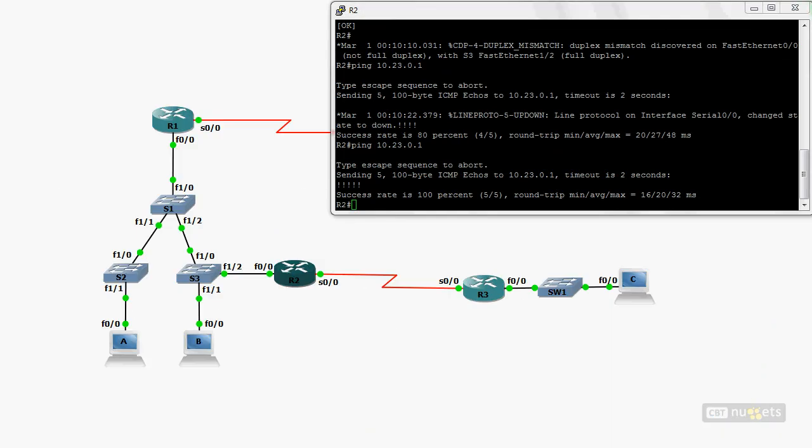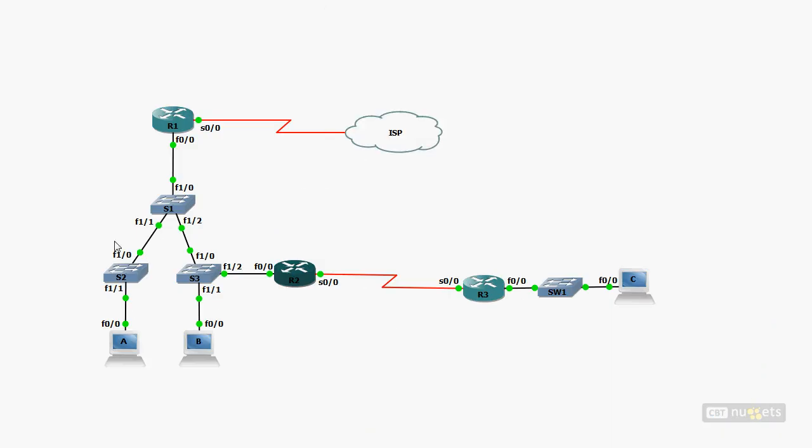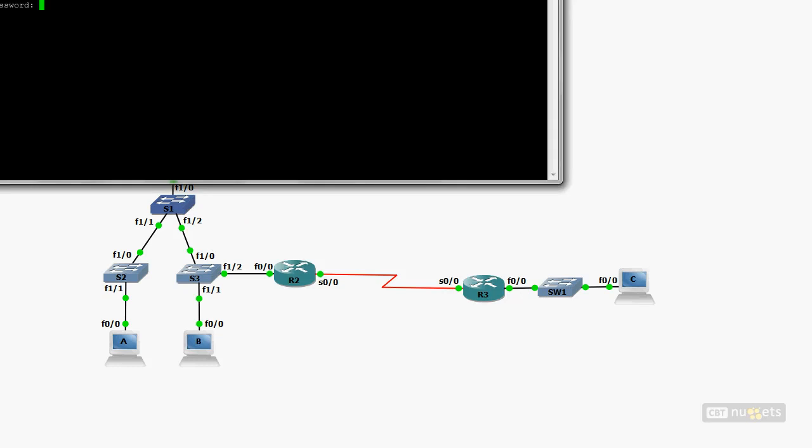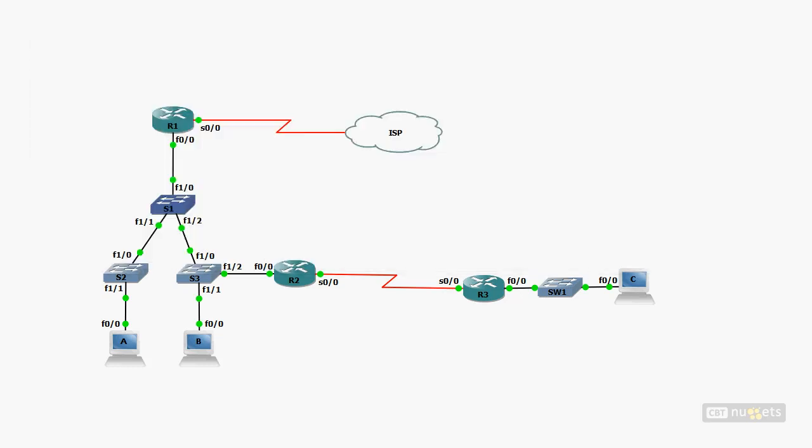Bring up GNS3. Minimize this guy. Let's bring up switch 1. Now switch 1 is really a router with an ether switch module. But that's okay. It works. Okay, there we go. Double click.